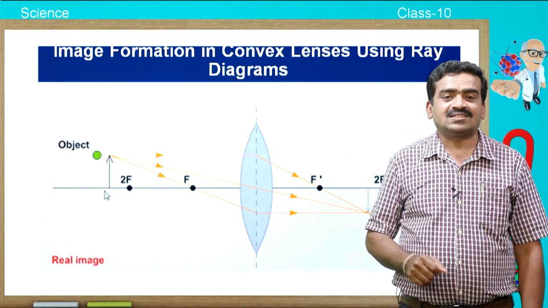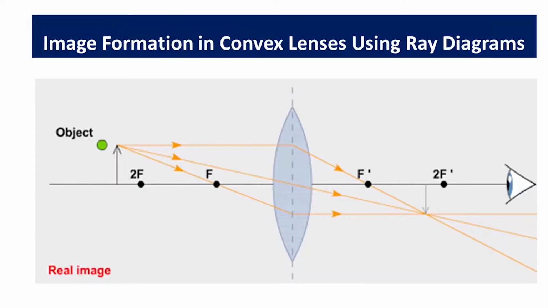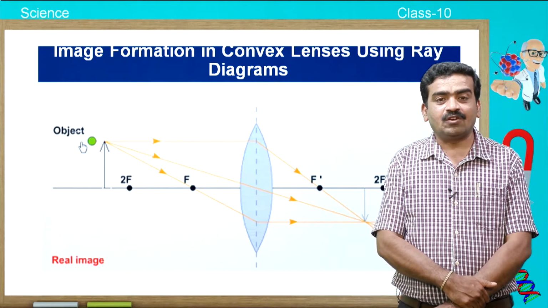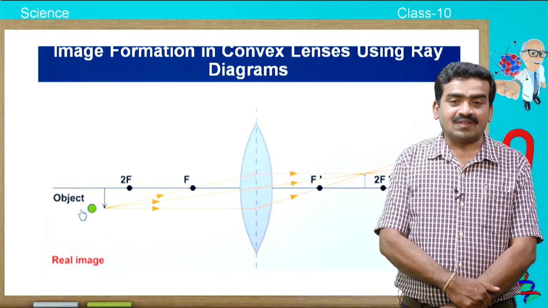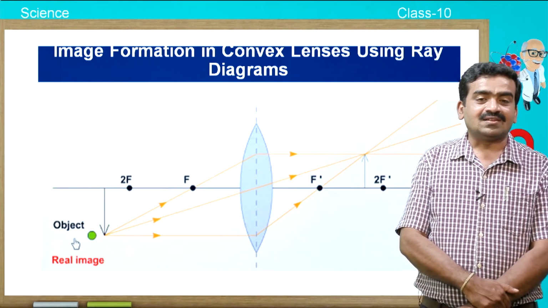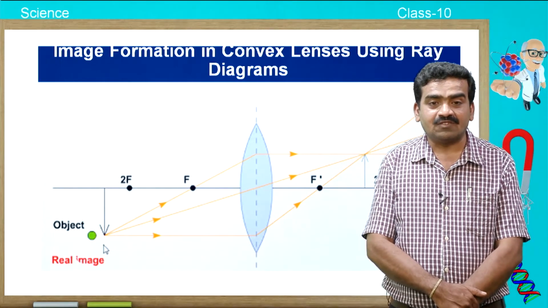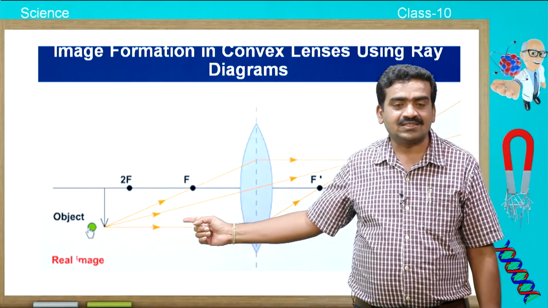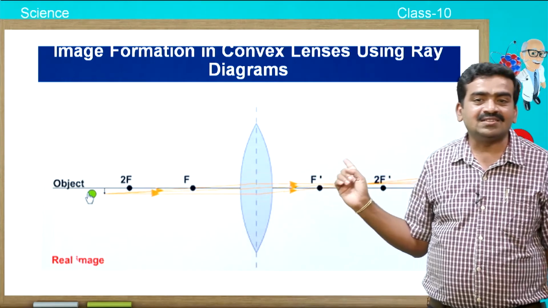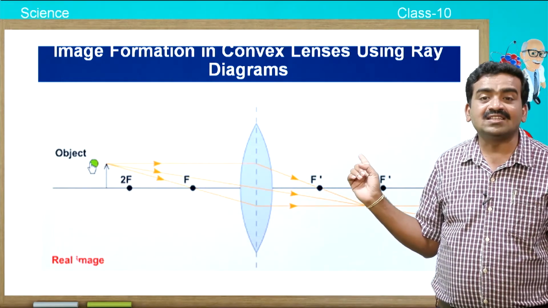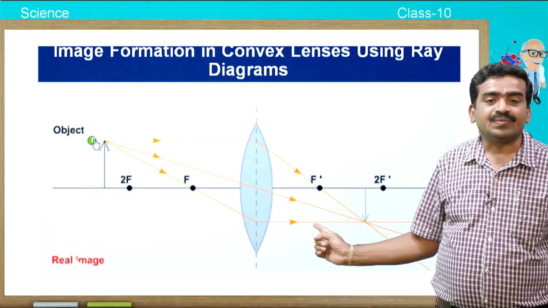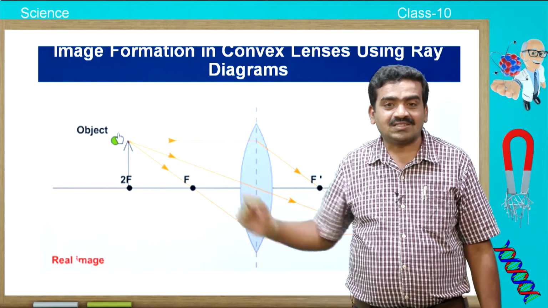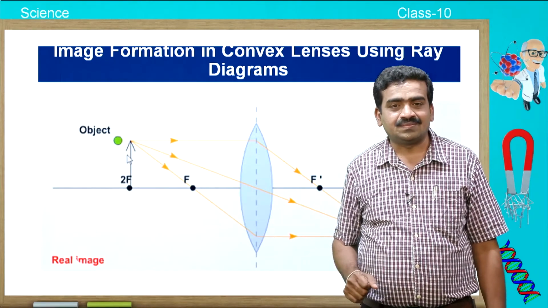And let us learn the image formation in the case of a convex lens using ray diagrams. If you conduct an experiment with the help of a screen, a convex lens, and a candle, and place the object at different distances, we are going to get the image on the other side of the lens on the screen, and the image size varies with respect to the object distance or object position.